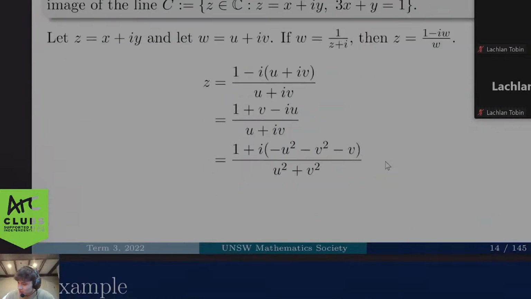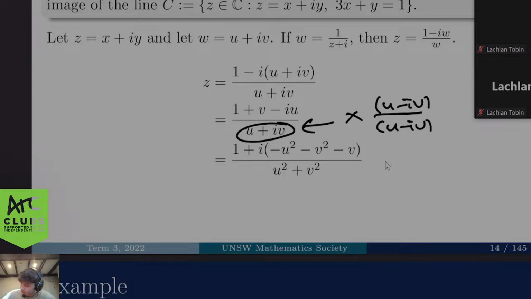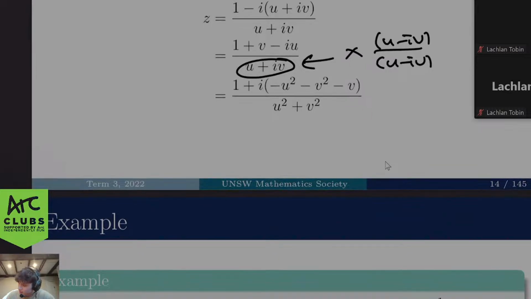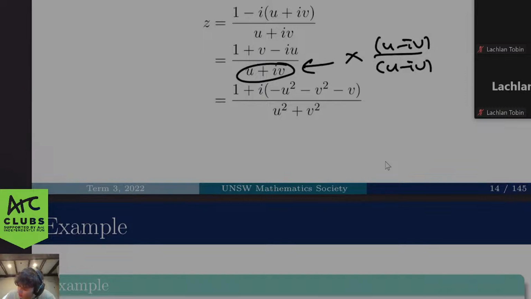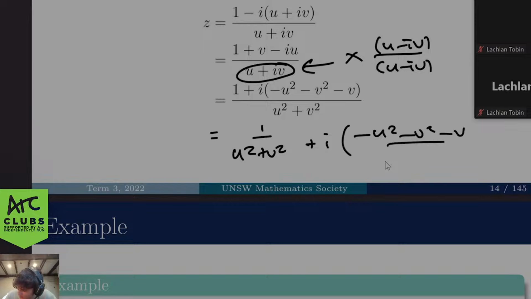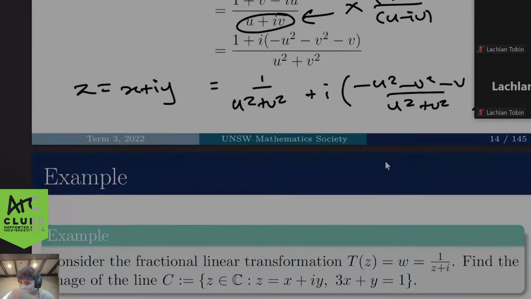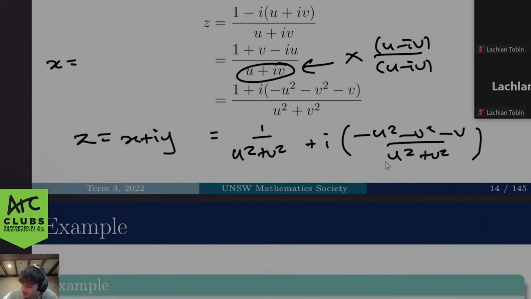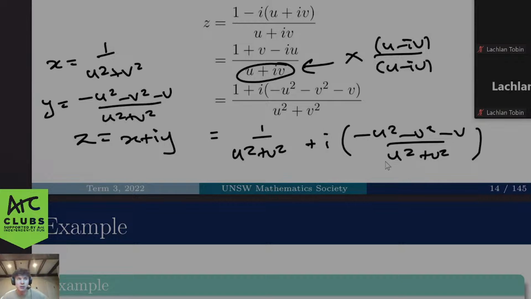And then what we're going to do is get rid of this complex imaginary part in the denominator. So to do that, we multiply top and bottom by u minus iv. Okay, and what we get is this expression here. So you can see that from this expression, we have a real part, this, and an imaginary part, this. And remember, this was equal to z, which is equal to x plus iy. So we can equate our real and imaginary parts, okay? So we can clearly say that x has to be 1 plus u squared on, so 1 on u squared plus v squared, and y needs to equal negative u squared minus v squared minus v on u squared plus v squared. Okay, that comes from equating real and imaginary parts.